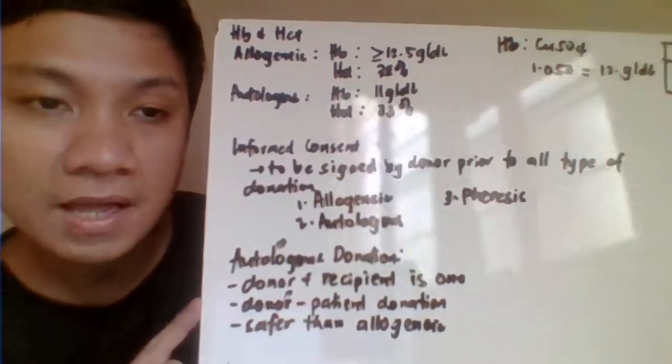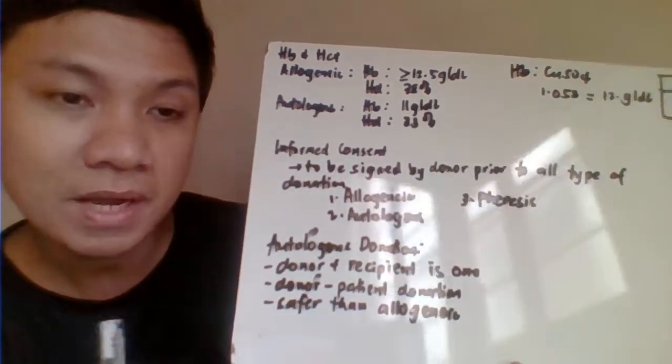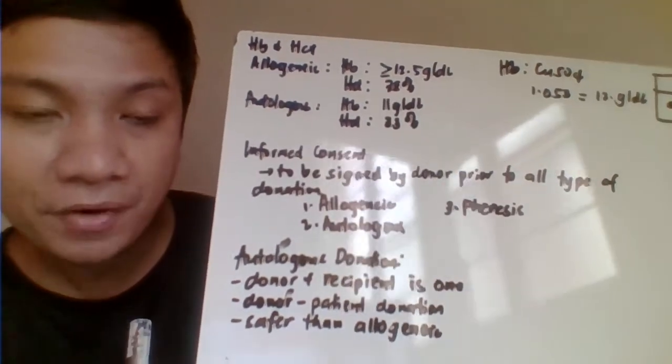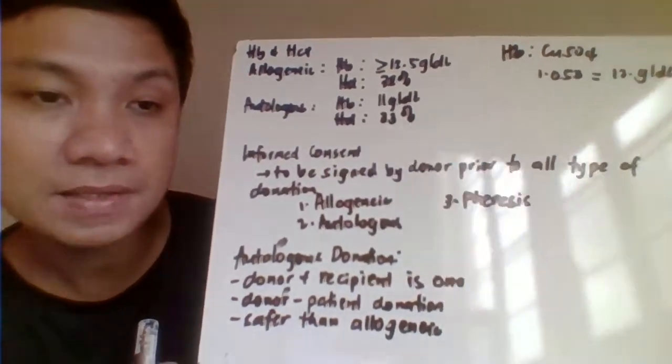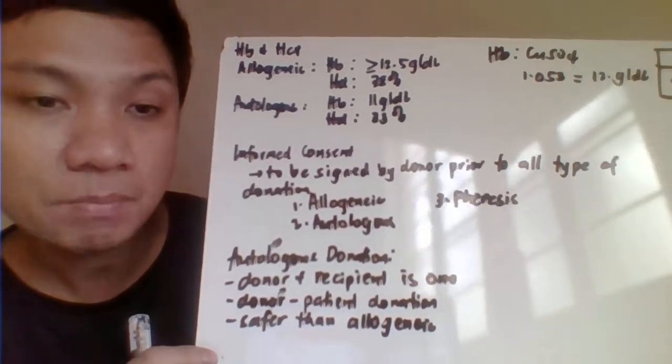Okay, then we have here the hemoglobin and hematocrit requirements. So for allogenic donation, pag sinabing allogenic, ang donor sa recipient ay magkaibang tao. So for that, our hemoglobin would be at least 12.5 grams per dL. For hematocrit, it should be at least 38%.